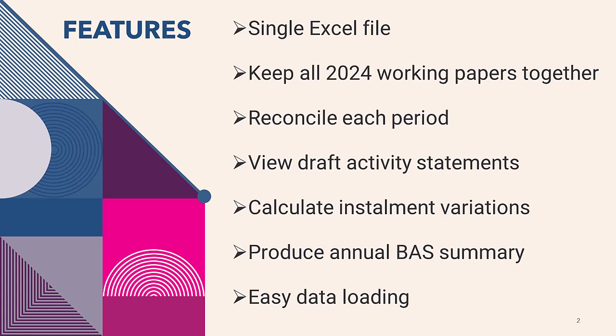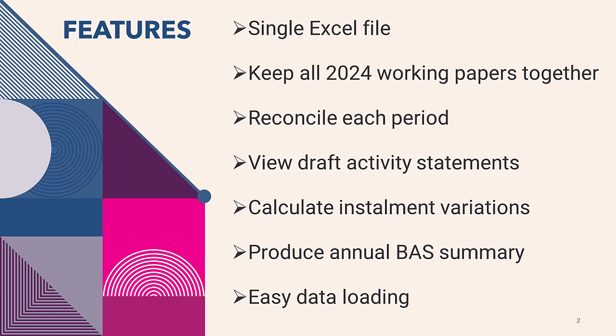You can reconcile GST, wages, super and pay-as-you-go withholding for each period. Our Excel file produces a draft activity statement for each period with key figures to be shown at the relevant form labels. You'll also see here a summary of the reconciliation balances for those key figures for each form. You can calculate variations to GST, pay-as-you-go instalments and FBT instalments.